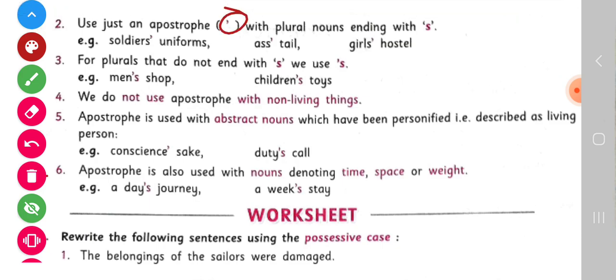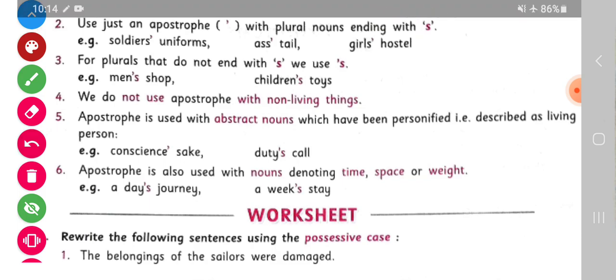ओके, फॉर एग्जाम्पल सोल्जर्स यूनिफॉर्म. अब यहाँ पे लास्ट में क्या है, एस, सोल्जर्स. यहाँ पे आप देख रहे होंगे सिर्फ और सिर्फ क्या यूज किया गया, एपोस्ट्रॉफी. एपोस्ट्रॉफी एस यूज नहीं किया गया क्योंकि दिस इज अ रूल ऑफ ग्रामर दैट इफ just an apostrophe, we will use just an apostrophe if the plural nouns are ending with s.